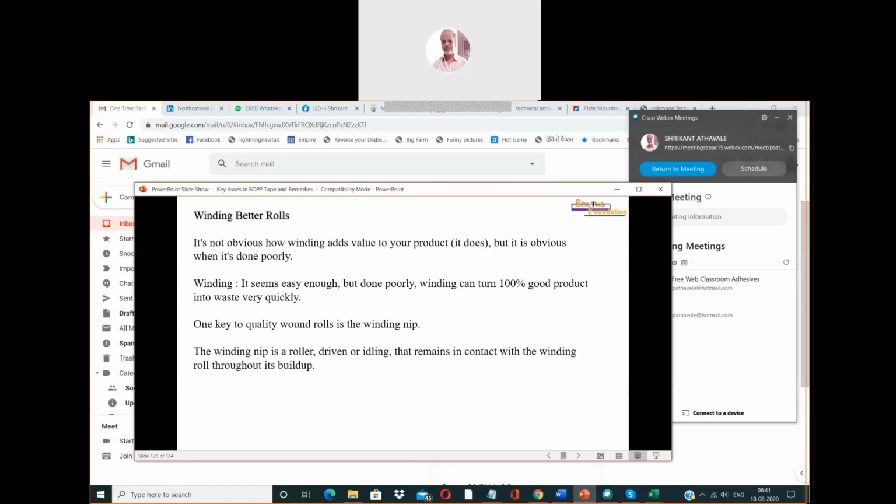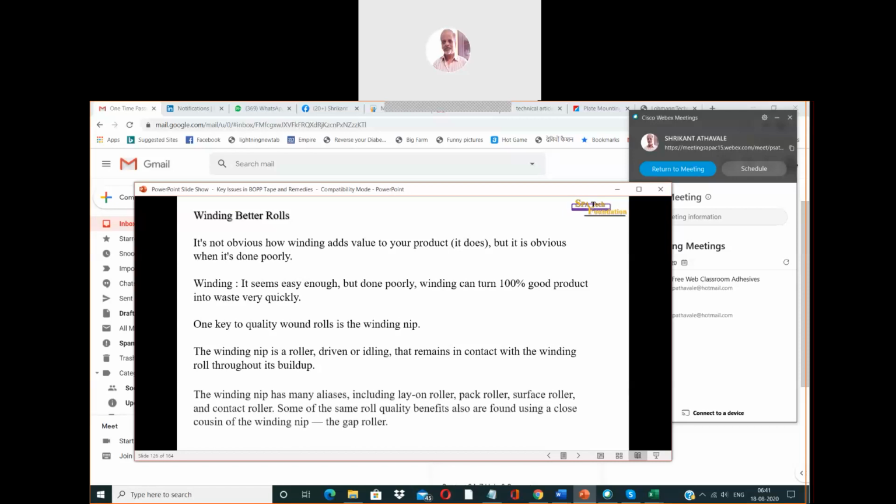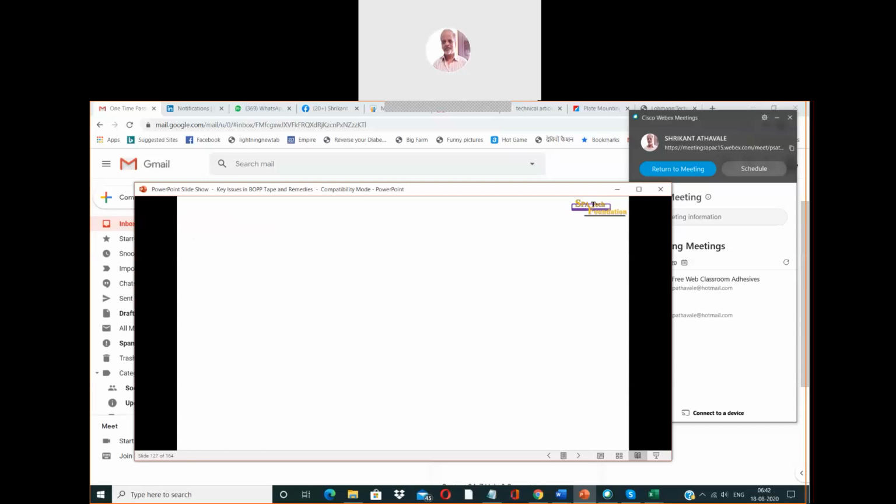The winding nip is a roller, driven or idling, that remains in contact with the winding roll throughout its build-up. The winding nip has many aliases including layon roll, pack roll, surface roll, and contact roll. The same roll quality benefits are also found using a close cousin of the winding nip, the gap roll.